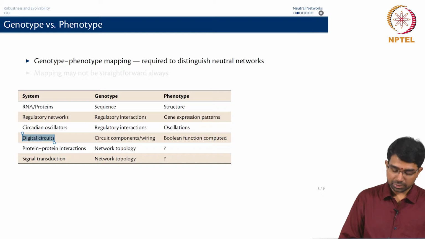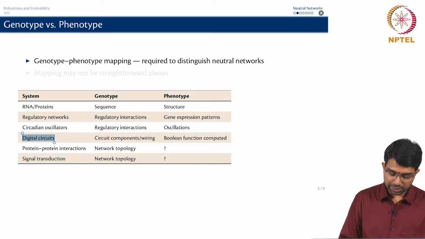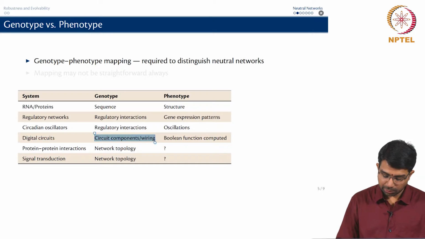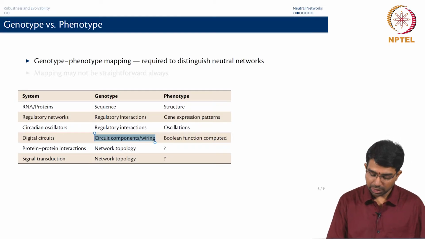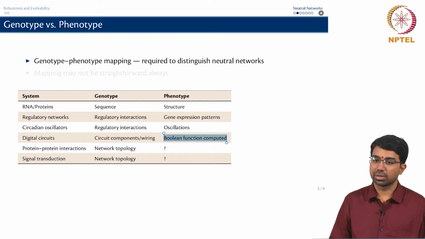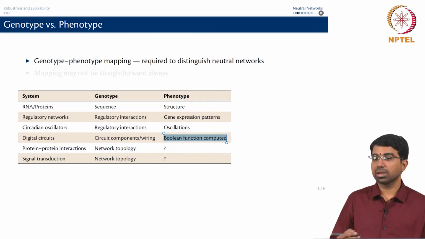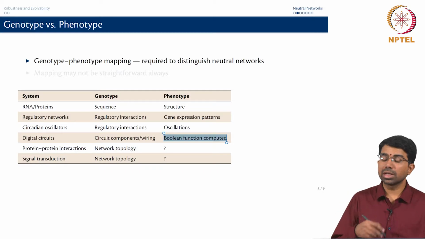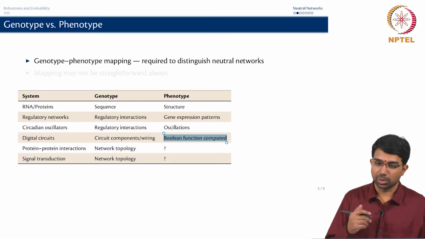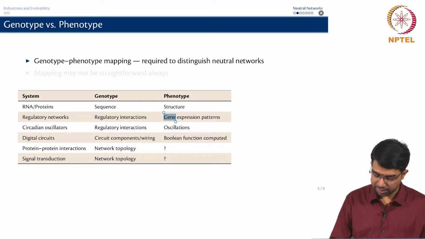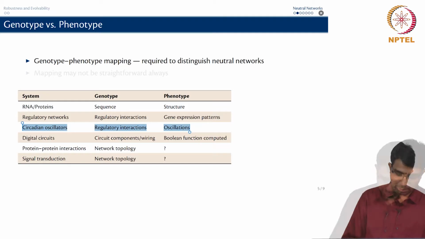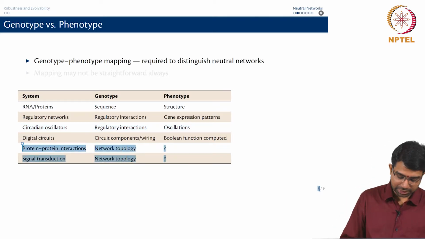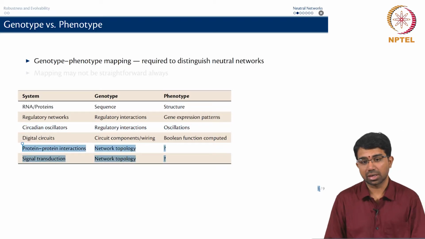We have also studied digital circuits in the past, wherein the circuit components or the wiring can be the genotype, and the Boolean function that is computed by that circuit can become the phenotype, and then we can try to design a robust circuit and so on. Similarly, here you can try to design a robust oscillator and things like that, but it is a little harder if you are looking at, say, protein protein interactions or signal transduction and so on.